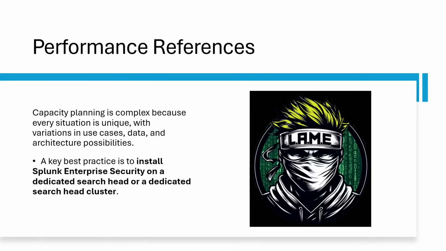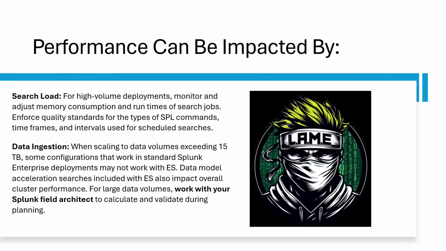Capacity planning is complex because every situation is unique, with variations in use cases, data, and architectural possibilities. A key best practice is to install Splunk Enterprise Security on a dedicated search head or a dedicated search head cluster. And then just remember that performance can be impacted by several constraints. The search load. For high volume deployments, monitor and adjust memory consumption and runtimes of search jobs. Enforce quality standards for the types of SPL commands, timeframes, and intervals used for scheduled searches.